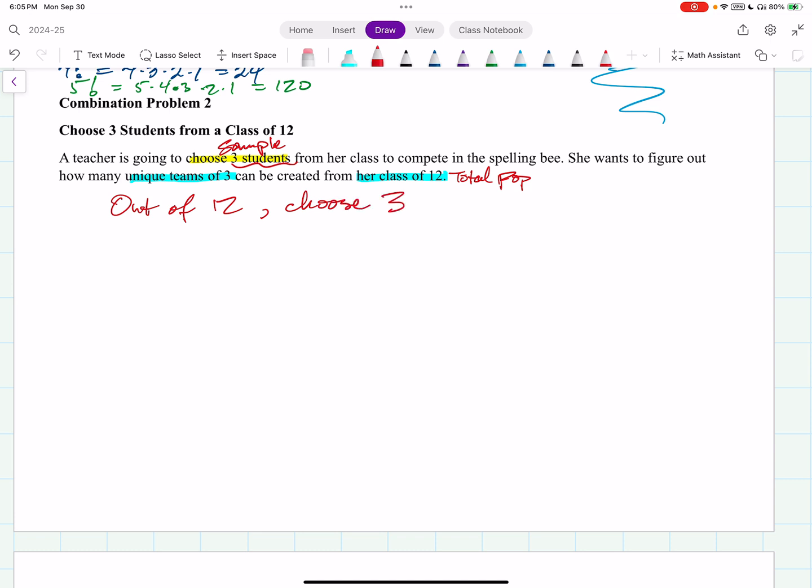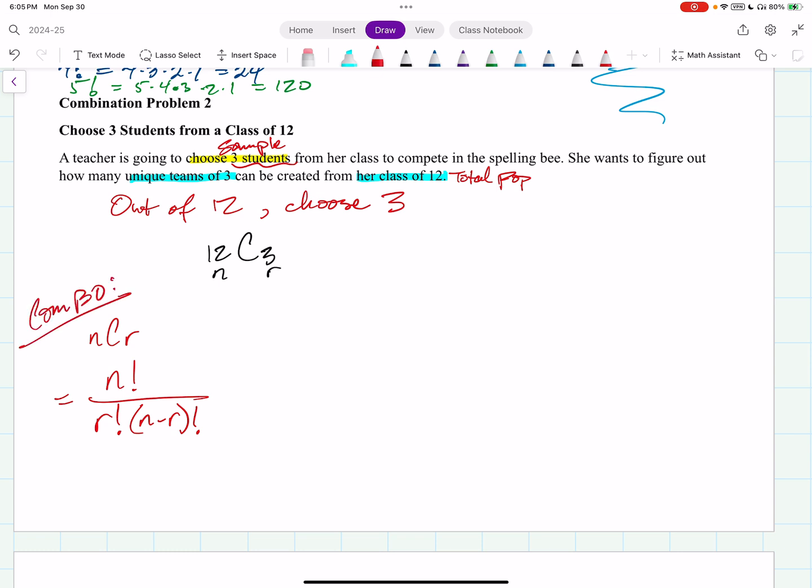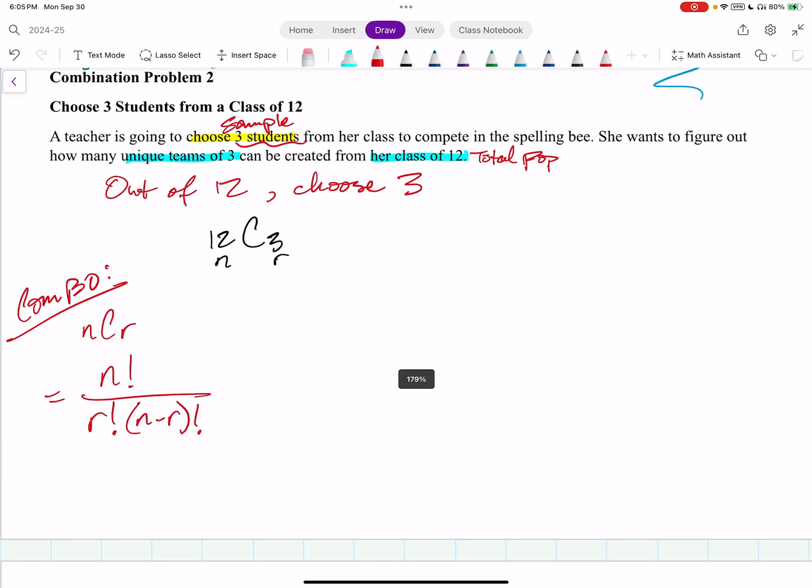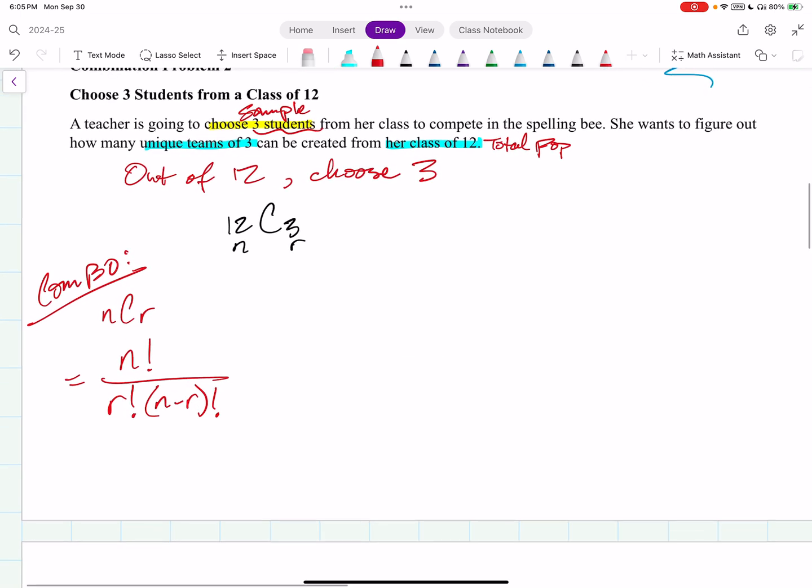And notice how I say that. The way you write that is 12 choose 3, where n is 12 and r is 3. Now let me put the formula right here. When we deal with combinations, it's always n factorial up top, divided by r factorial times (n minus r) factorial. So this is your combination formula. I'm just going to put that off to the side because you may not have it memorized, which is okay.